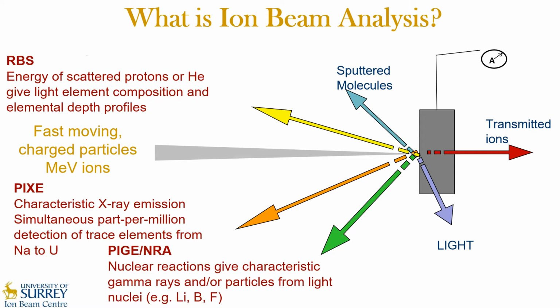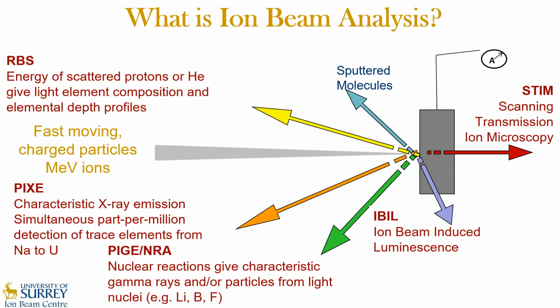Other nuclear reactions can occur, which give rise to the emission of gamma rays and other characteristic signals, which can be used to identify specific elements and isotopes. The interaction of the ion beam with the target can also give off characteristic optical emission, which can also be used to analyse the material. The energy loss of transmitted ions can be used to look at the density and elemental fluctuations in thin films. The way in which charge dissipates through a material can also be used to characterise it.